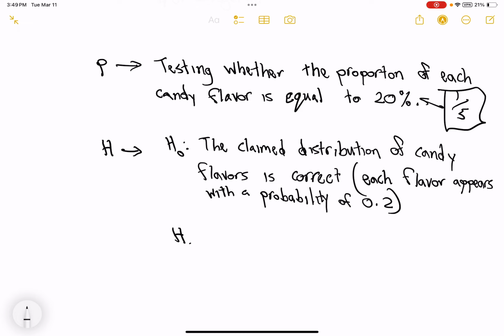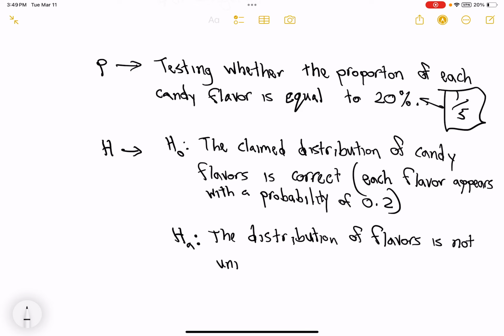And then, of course, our alternate is going to be that that's not the case. The distribution of flavors is not uniform at 0.2 probability per flavor.